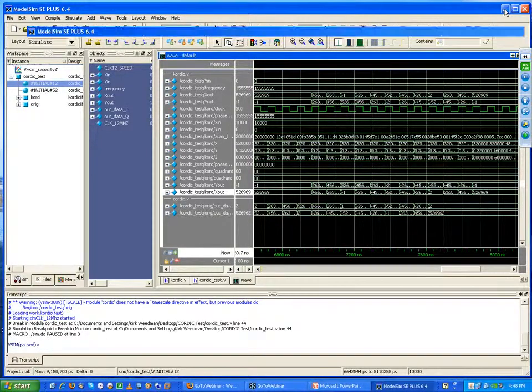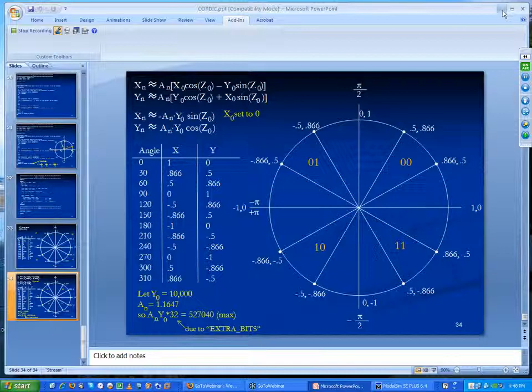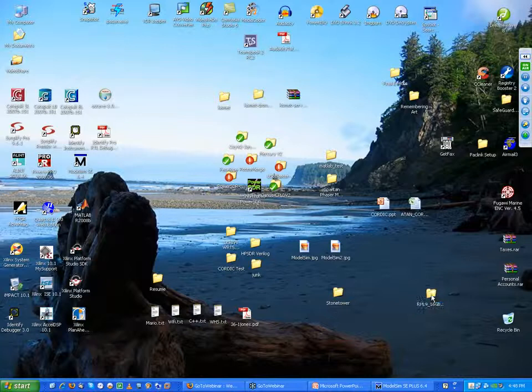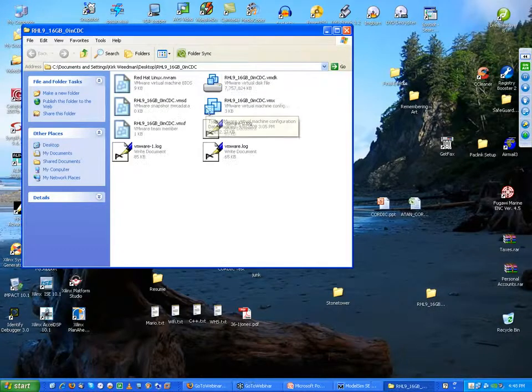There is one more thing, if I can get it to run here. Just a minute. I need to get another virtual machine running here.